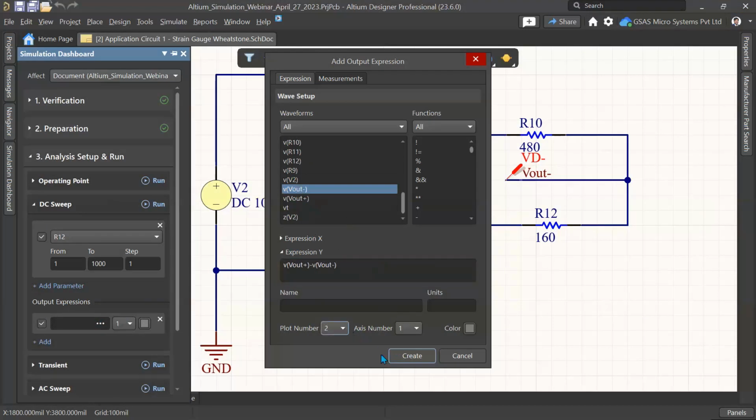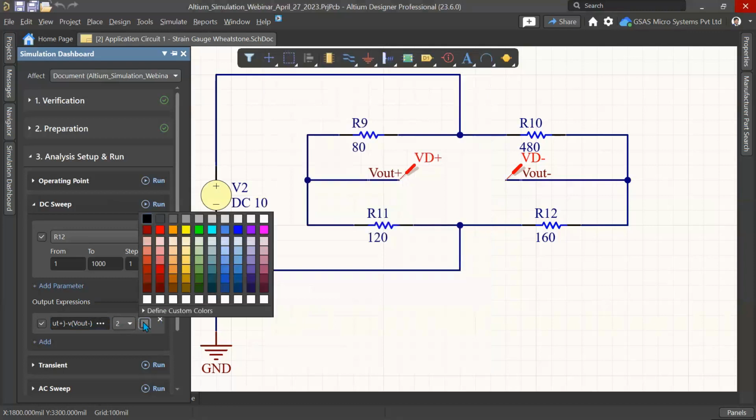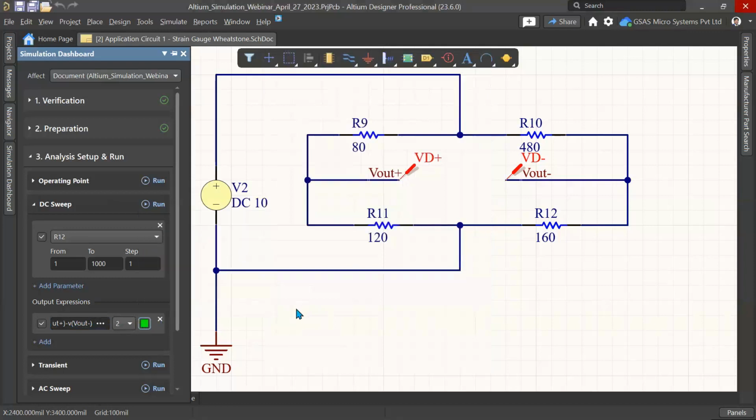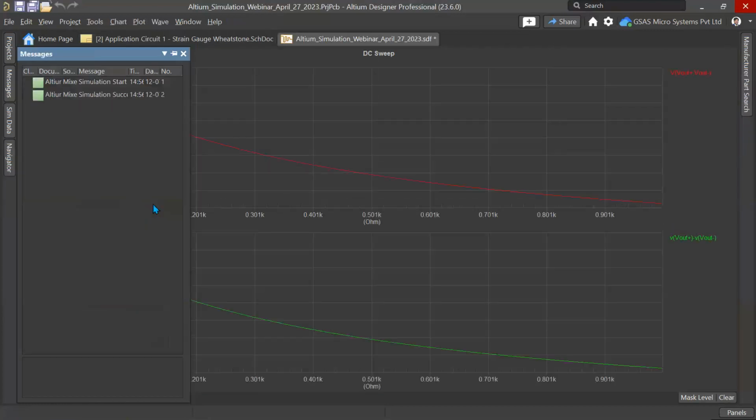I want to have a new plot, and this plot I want to give a different path. Yes, now we have done this one. We're trying to understand what is the value required to make the series circuit. Again, perform the DCSP analysis. Just click on run.